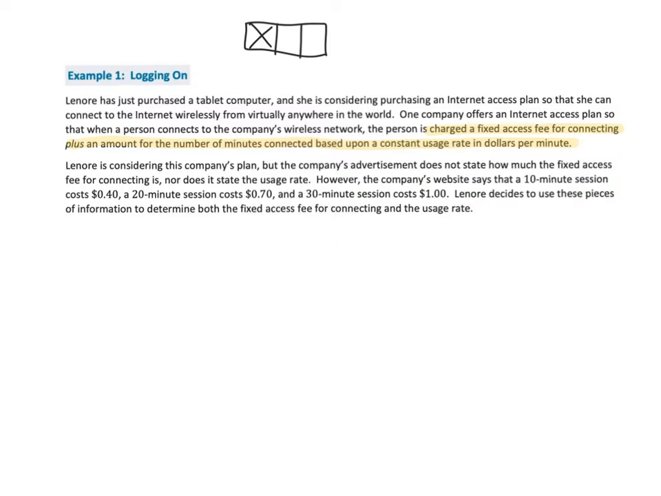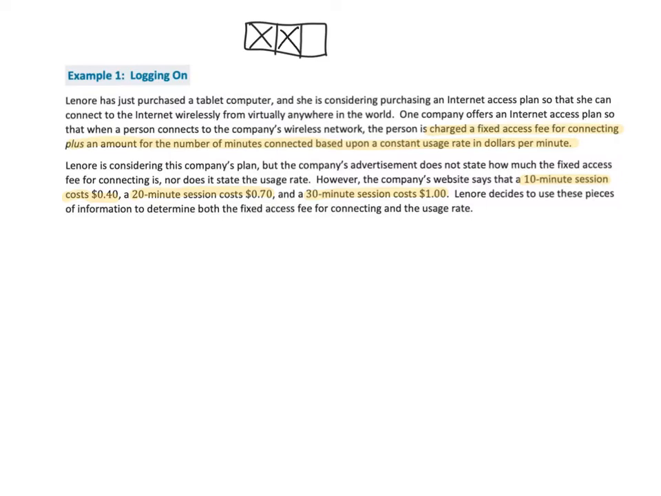The company does not state how much the fixed access fee is, nor does it state that rate. So it doesn't tell you how much it charges to connect, and it does not tell you how much it charges each minute. But they say that a 10-minute session is 40 cents, a 20-minute session is 70 cents, and a 30-minute session is $1. She decides to use these pieces of information to determine both the fixed access fee and the usage rate. Okay? We've underlined the important information. We'll mark our second box.